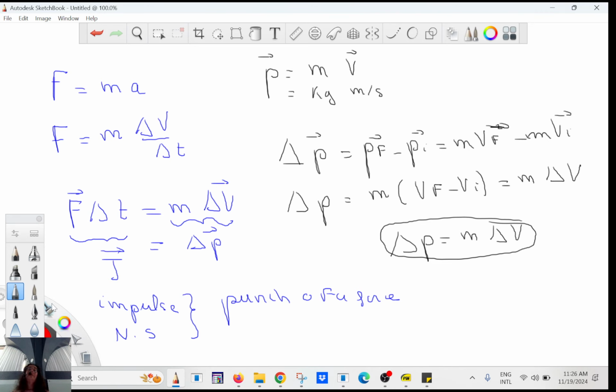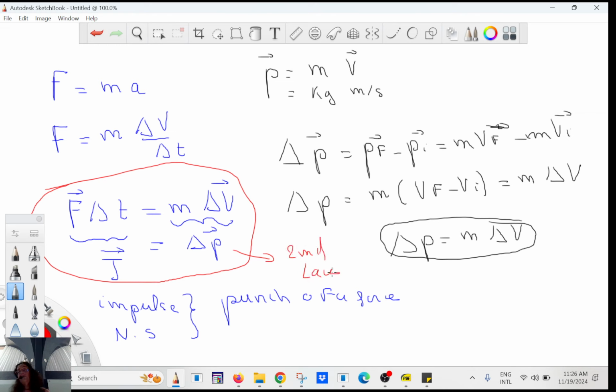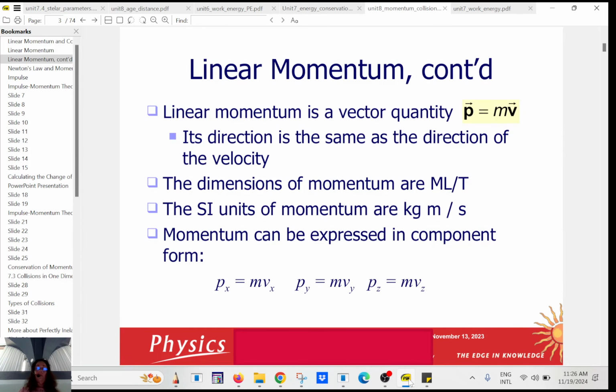He didn't know about kinetic energy, but he introduced this, his second law. That's the way he did that, second law. And he also invented calculus just for the sake of developing his laws.